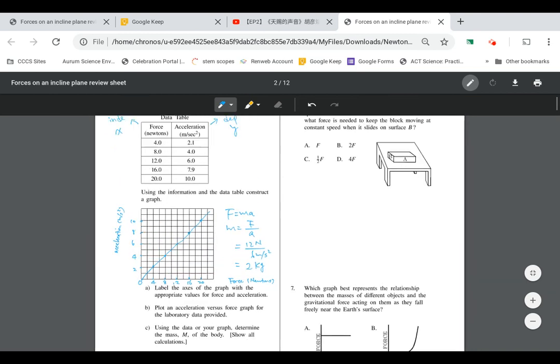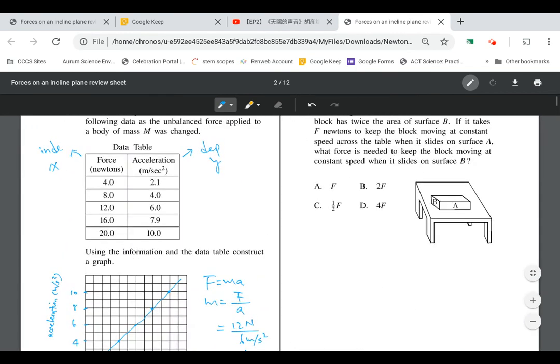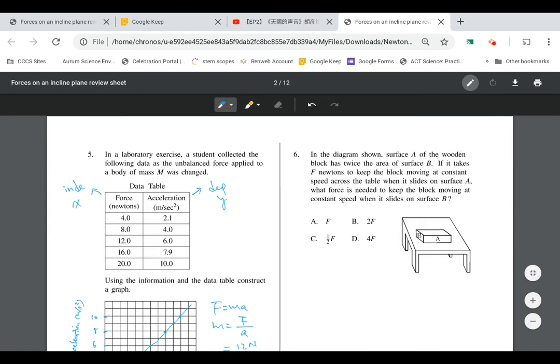Number 6. In the diagram, surface A of the wood block has twice the area of surface B. If it takes F newtons to keep the block moving at constant speed across the table when it slides on surface A, what force is needed to keep the block moving at constant speed when it slides on surface B?